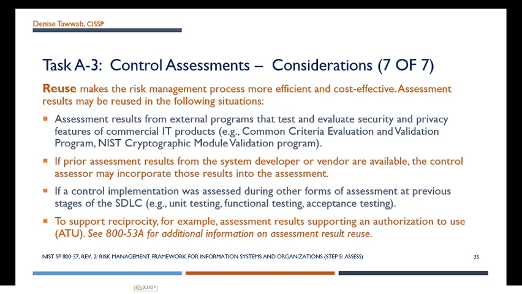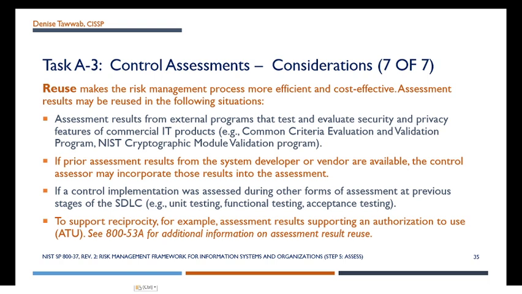If prior assessment results from the system developer or vendor are available, the control assessor may incorporate those results into the assessment. The third case where reuse might be appropriate is if a control implementation was assessed during other forms of assessment at previous stages of the system development lifecycle, for example, unit testing, functional testing, and or acceptance testing. To support reciprocity, for example, assessment results supporting an authorization to use. So that's when you can reuse your assessment.